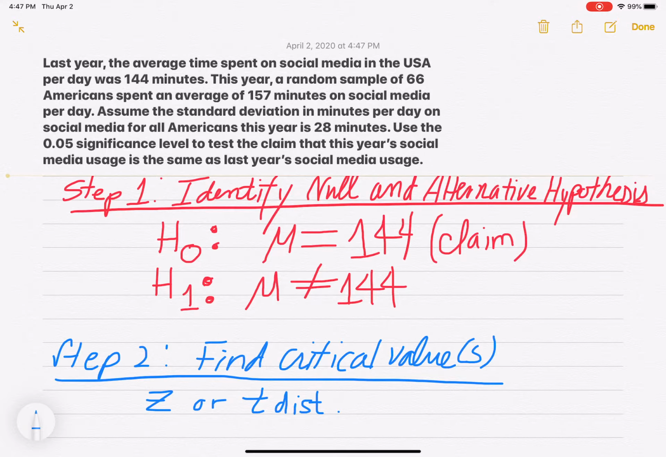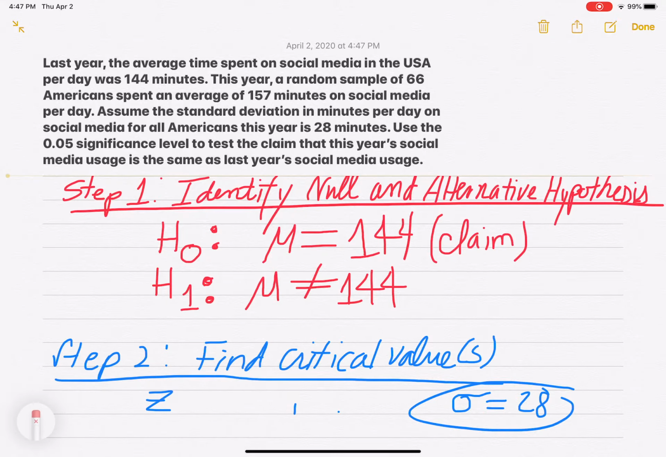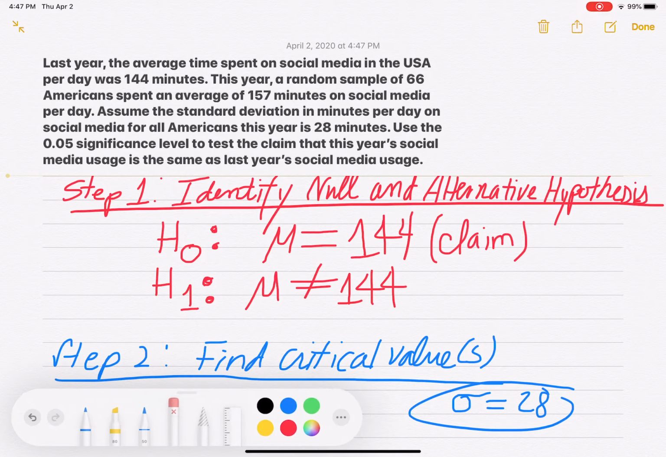Well, if you read carefully, when it talks about the standard deviation, that's talking about the population standard deviation. It says assume the standard deviation in minutes per day on social media for all Americans. So it's not talking about just a sample of 66 Americans, it's talking about the population of all Americans. We have population standard deviation given, this is given to be 28. So since we have population standard deviation, we're going to use Z distribution.